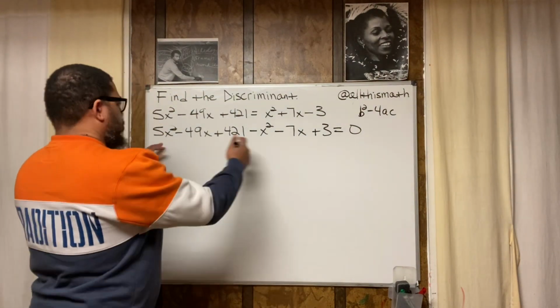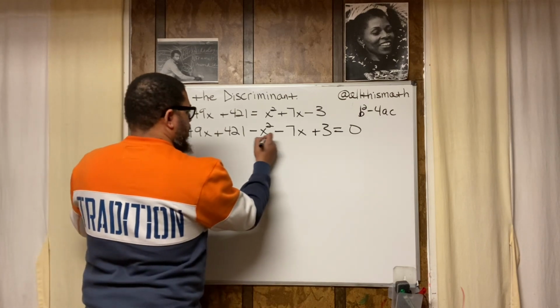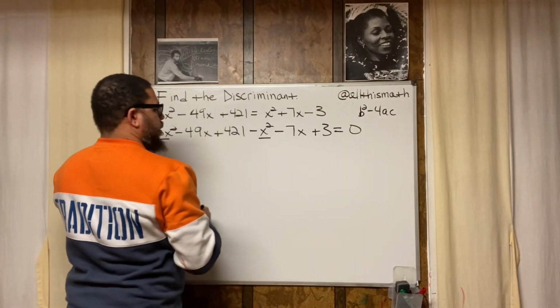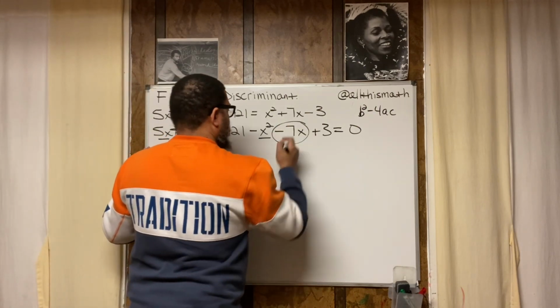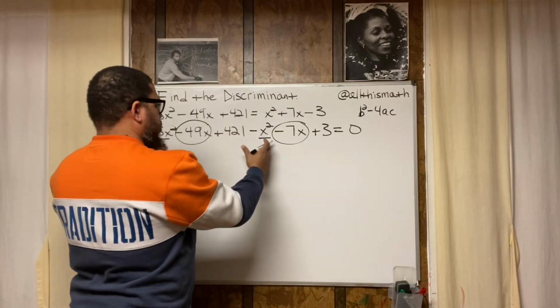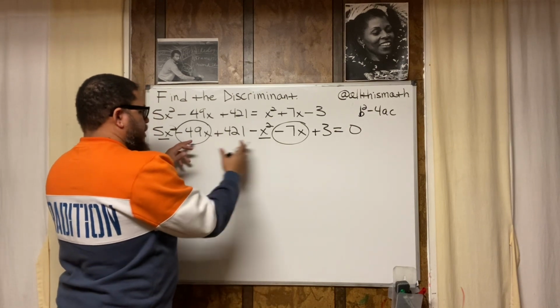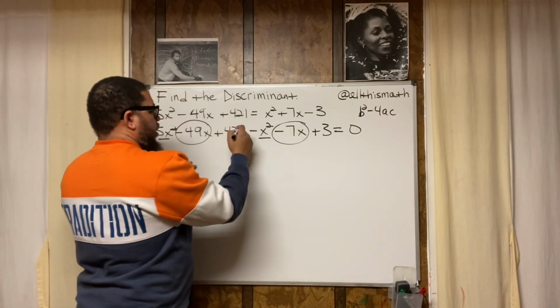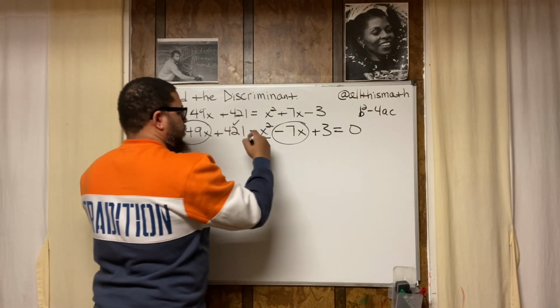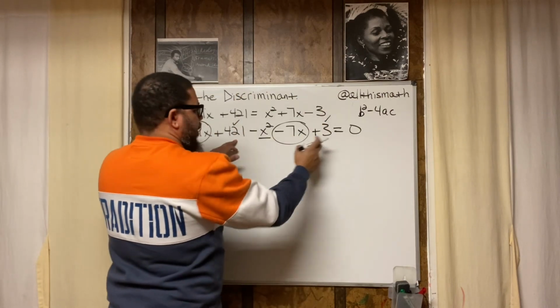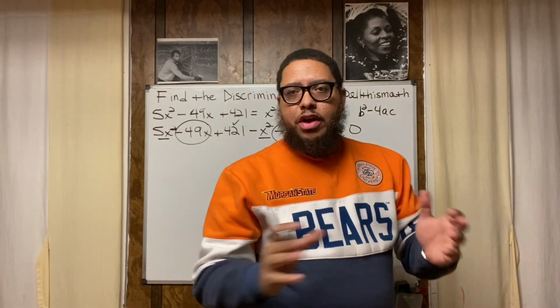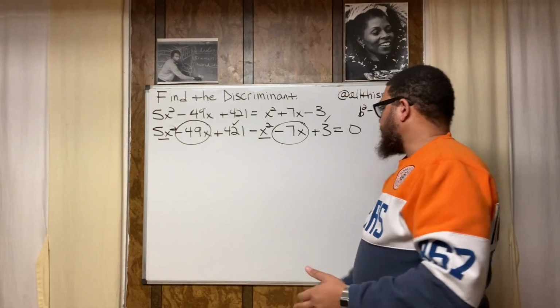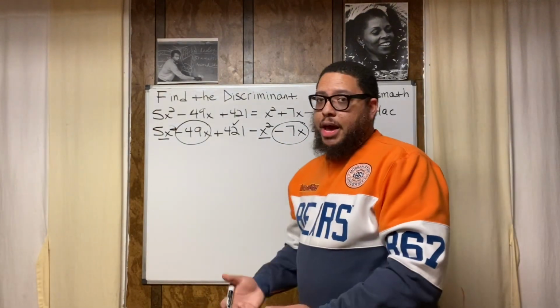So I look for all my x squareds. So I got 5x squared and negative x squared. Then I got negative 49x and negative 7x. I'm gonna match them up, right? These two I underline because I'm gonna match them up. These two I circle because I'm gonna match them up. And then the 421, put a check mark on top, and the 3. Those are constants. These are constants, right? So I'm gonna match them up. They don't have a variable attached to them. They're constants. So now I'm gonna do the math.